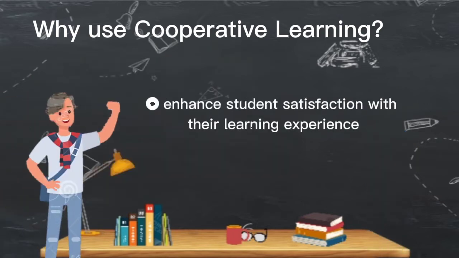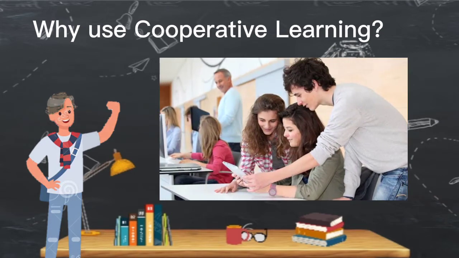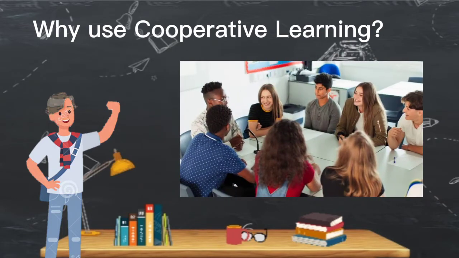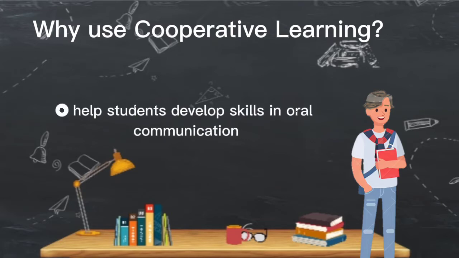Number 2, enhance student satisfaction with their learning. Cooperative learning, first of all, is a fun type of learning. Socializing and talking with one another is fun. Another point is the student can feel satisfaction about learning because they are doing their best, sharing and working with each other for the same goal, and the fruit of success is sweeter because of teamwork. Number 3, help students develop skills in oral communication.